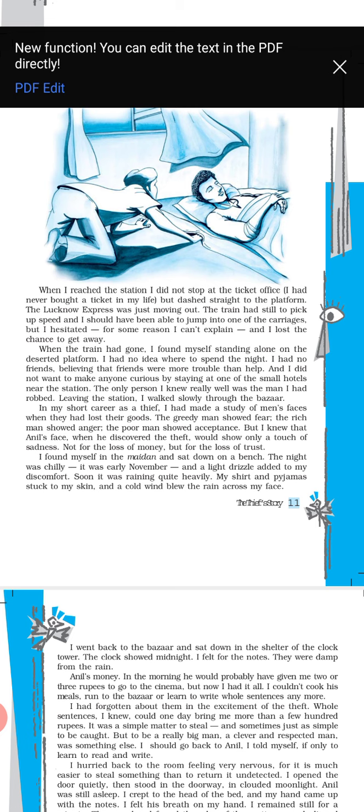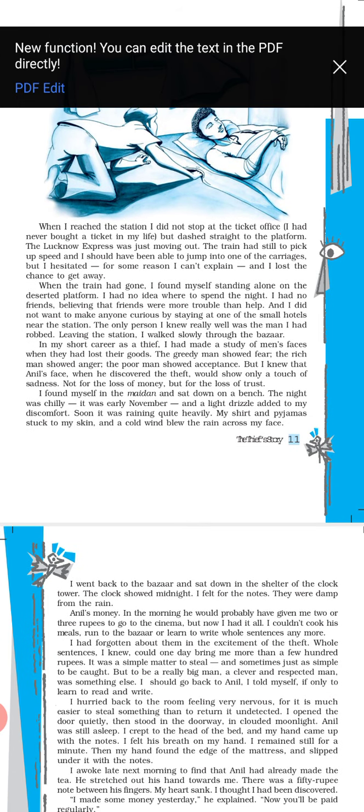So leaving the station, I walked slowly through the bazaar. Now we can see once again that the good in Hari Singh was raising its head, was overpowering him, and his conscience was telling him somewhere that you are making a mistake. So what did he do? He sat on a bench in a park as it started to rain.